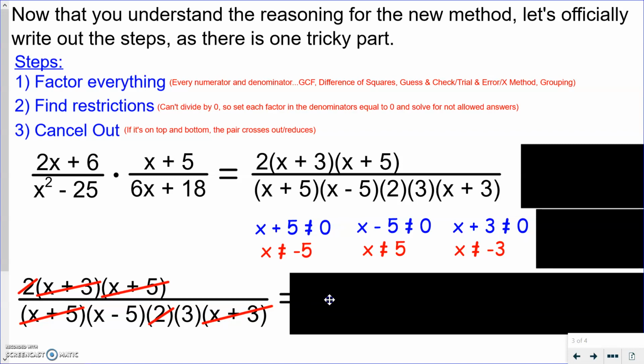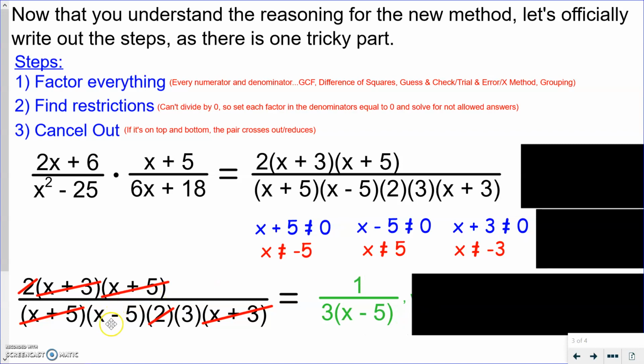So I just recopied it. This 2 crosses out this 2. X plus 3 crosses out x plus 3. X plus 5 crosses out x plus 5. Now the top is empty. You must put a 1 there. If the bottom is empty, you can just skip it. Or you put divide by 1, but that doesn't do anything.